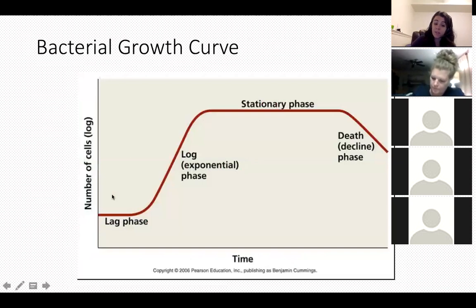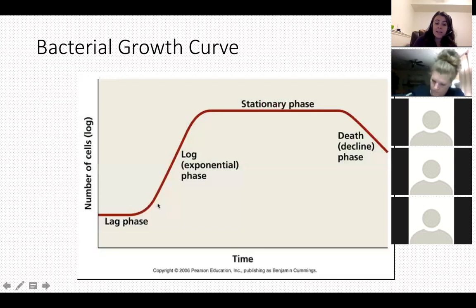When you first inoculate your culture, you're going to have what is called a lag phase. In that lag phase, it's a little bit of a shock to the bacteria. It's a new environment, maybe different than where they were before. So there's going to be a little bit of time for them to adjust and prepare to start growing.